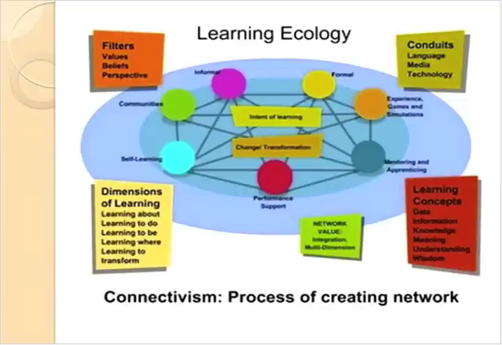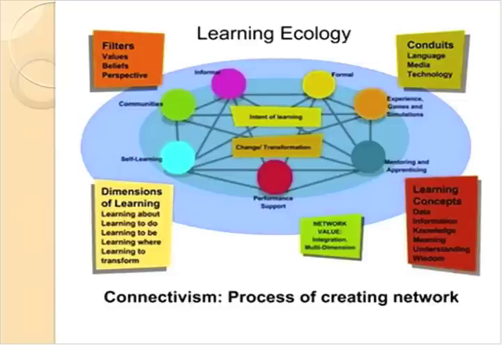Now the type of information, the flow of information may include the following: data, information, knowledge, and meaning. According to Siemens, learning is the act of encoding and organizing all of these nodes to facilitate the transfer of data, information, and knowledge. What about the learning process? The learning process is multidimensional, including learning about, learning to be, learning to do, learning to transfer.